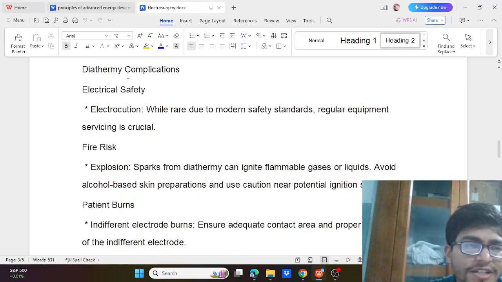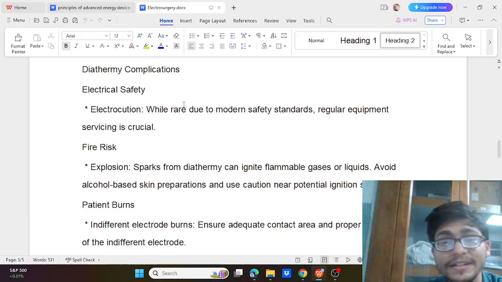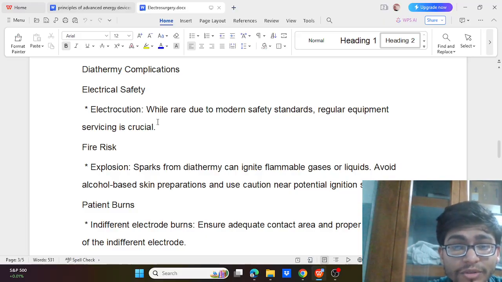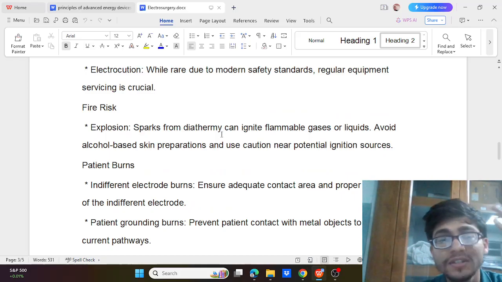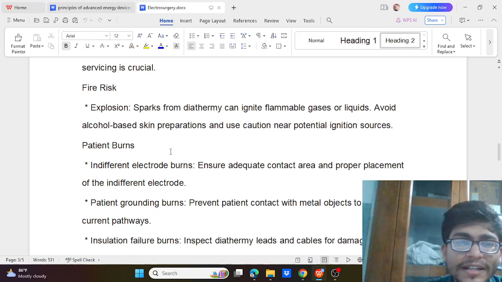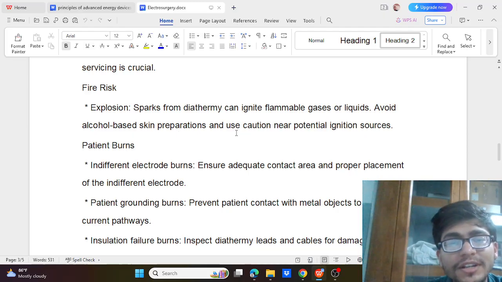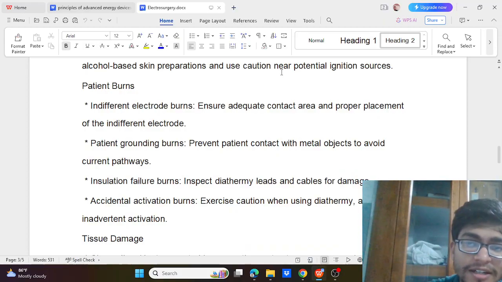Now we will be seeing some complications of diathermy. First, electrical safety, that is electrocution, which is rare nowadays, but we should know the possibilities, and we should go for regular servicing and checking of the safety of the instrument. Then fire risk, as explosions can occur and sparks can cause fire in case of flammable gases or liquids. So we should avoid and properly clean alcohol-based skin preparation and use proper caution near potential chances of fire.